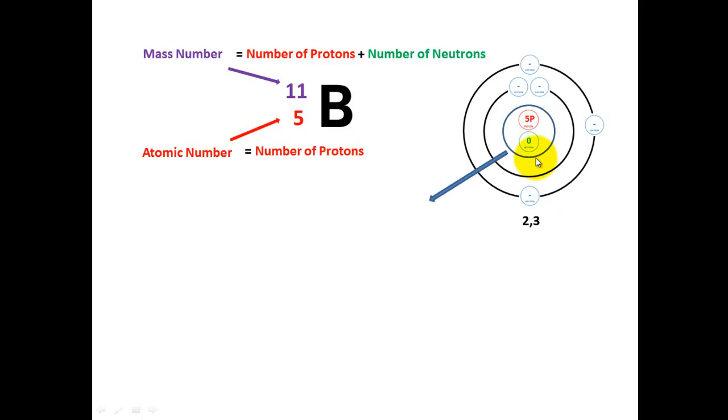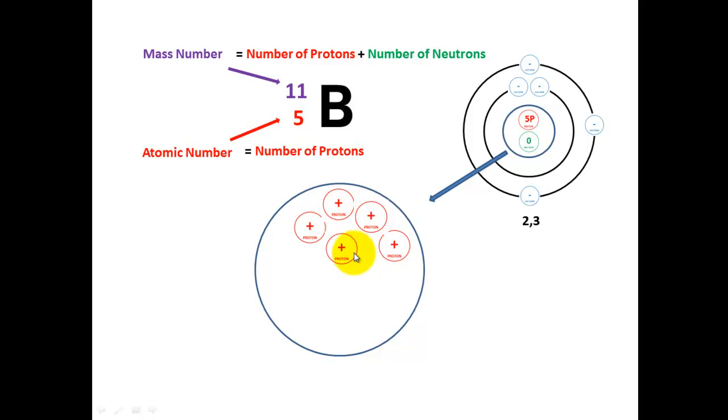We want to look at what's inside the nucleus. Okay, so we've got 1, 2, 3, 4, 5 protons in the centre. There's a total of 11 particles in the centre. So how many neutrons do we need? We've got 1, 2, 3, 4, 5, 6, 7, 8, 9, 10, 11. I've now got a total of 11 particles, which is what my mass number is. 1, 2, 3, 4, 5, 6 neutrons.